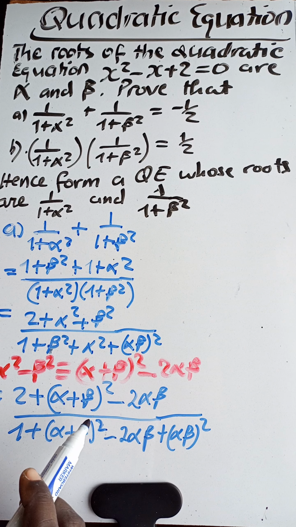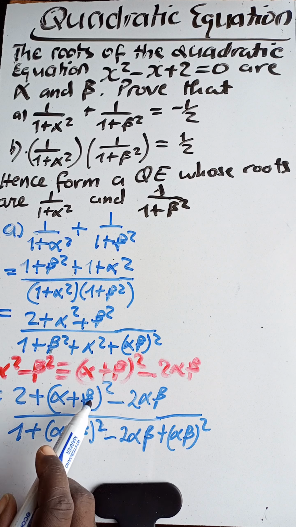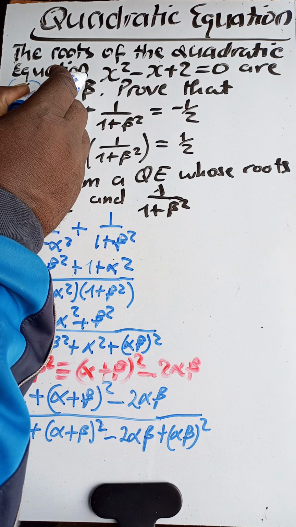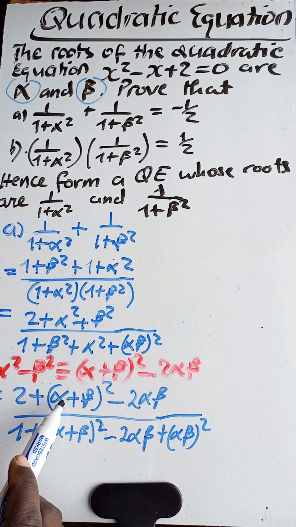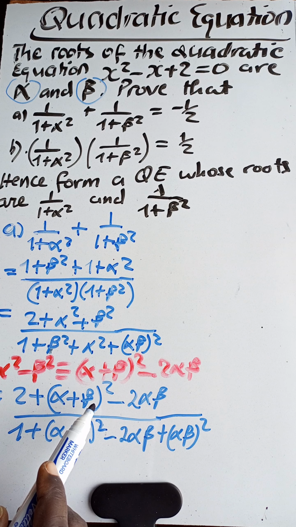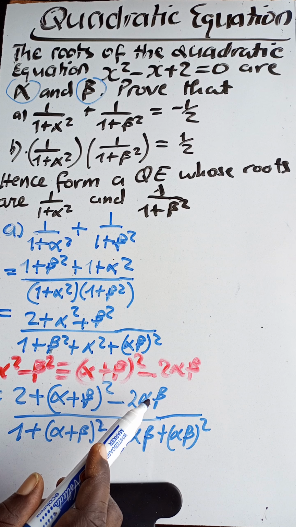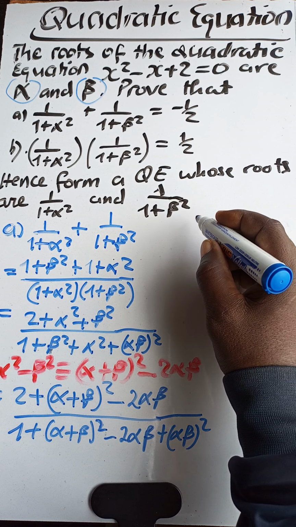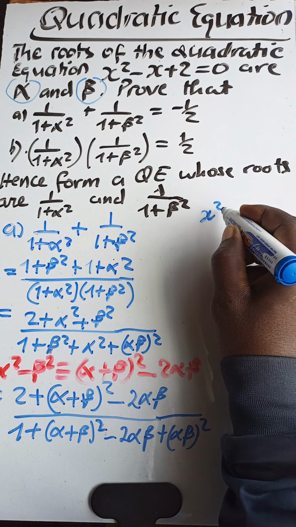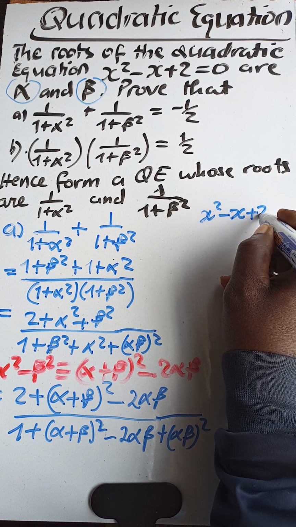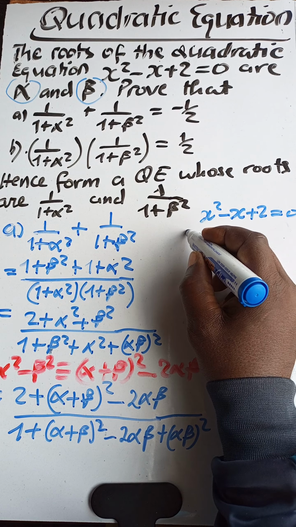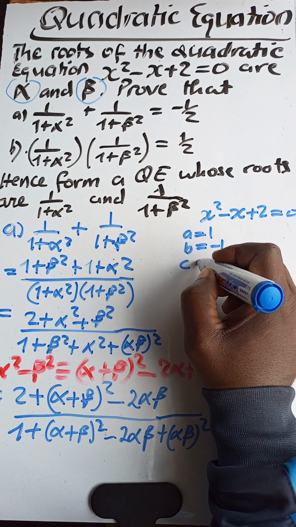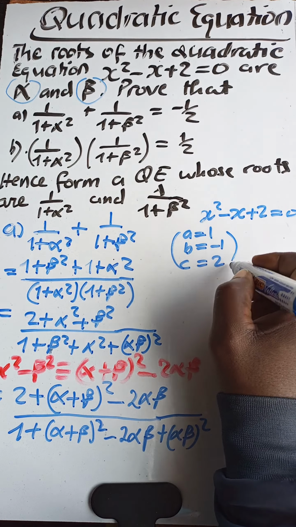Now, what do we see here? We have the sum of the roots, because we were told the roots were alpha and beta. So alpha plus beta is actually the sum, and alpha beta is actually the product. But look at the equation that was given to us. We're given the equation x squared minus x plus 2 equals 0. This therefore means that A is 1, B is negative 1, C is 2.